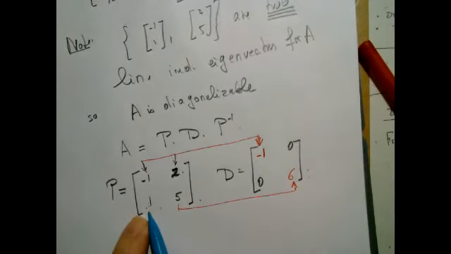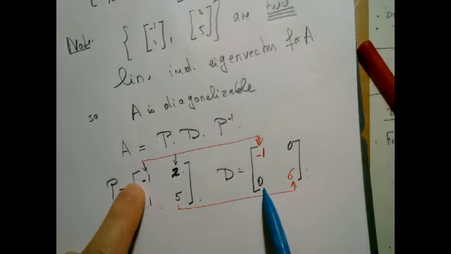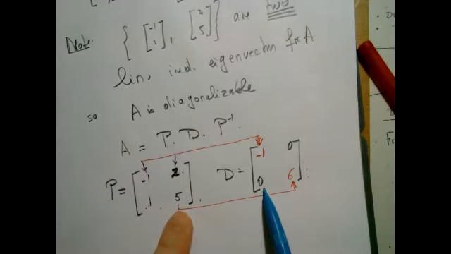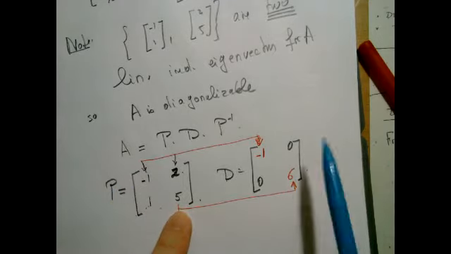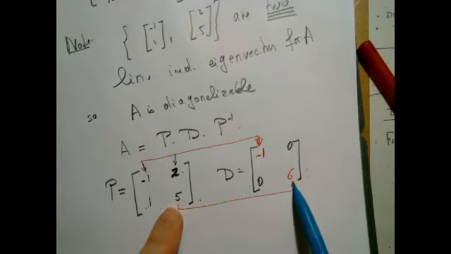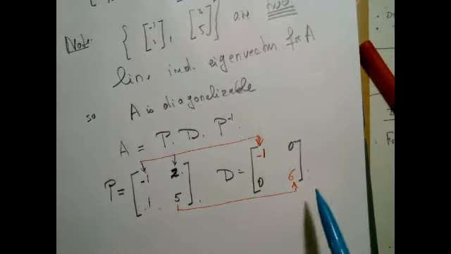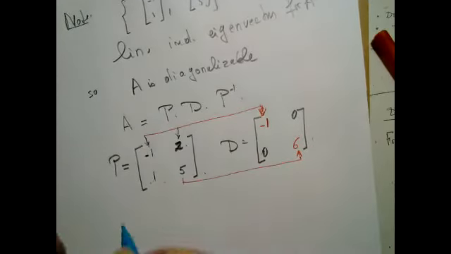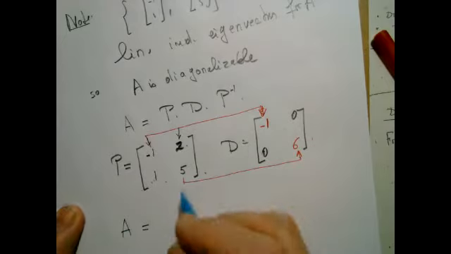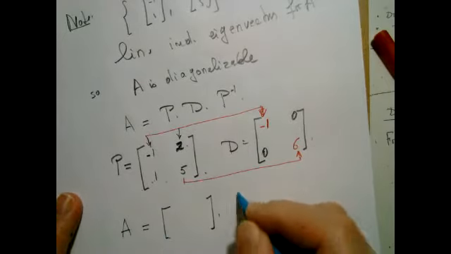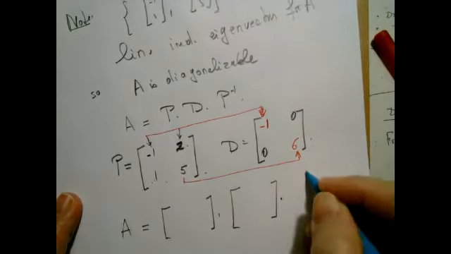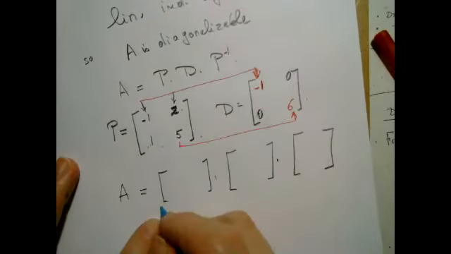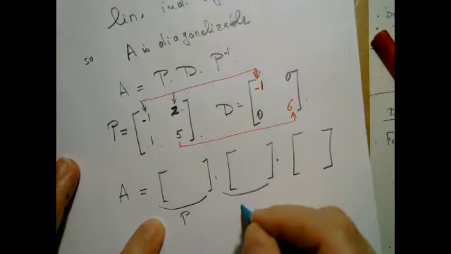What's important is that we have to be careful with the following. If I picked (-1, 1) here, the eigenvalue that goes in the first column should be the one that corresponds to (-1, 1). If I pick (2, 5) here, the term on the diagonal that should be here is the eigenvalue that corresponds to (2, 5). So the only thing we have to be careful with is we cannot mix and match eigenvalues. So now A could be written as P times D times P inverse.